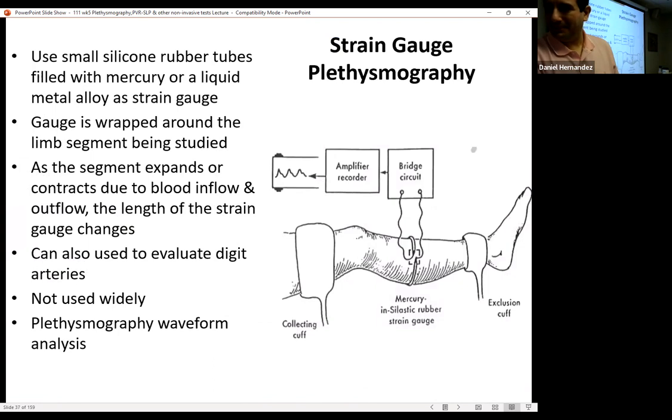Let's see, strain gauge plethysmography. This is another form of plethysmography, again measuring volume changes. This uses little mercury-filled sensors that are attached to the cuffs and transmit those volume changes into a recorder. This is not widely used either, probably because they're rubber tubes filled with mercury, which sounds unsafe.